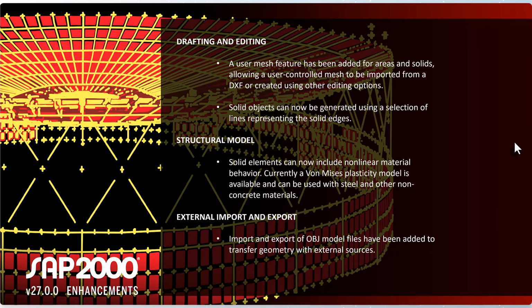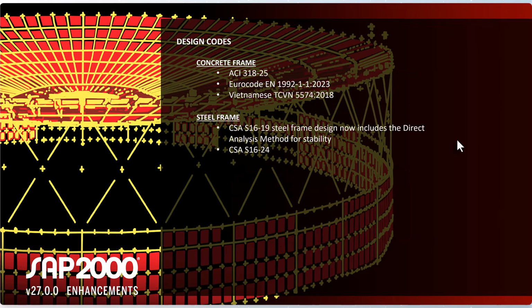Solid objects can now be generated using a selection of lines representing the solid edges. And for structural modeling, solid elements can now include nonlinear material behavior, and I'll show you how to define that. You can import and export OBJ model files that have been added to transfer geometry with external sources. A few concrete and steel frame design codes have been added as well, and I'll show you where those are located. Let's open up SAP 2000.